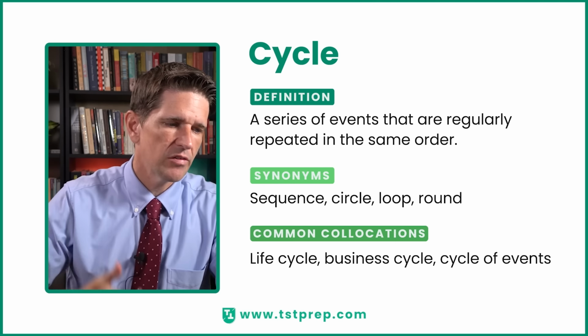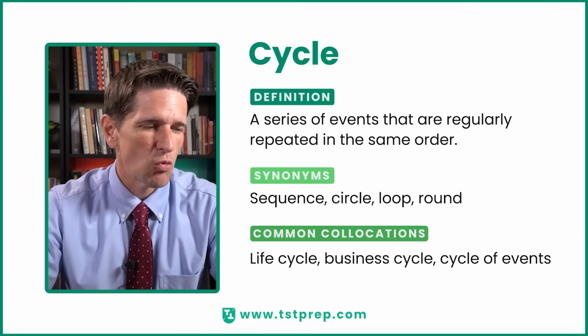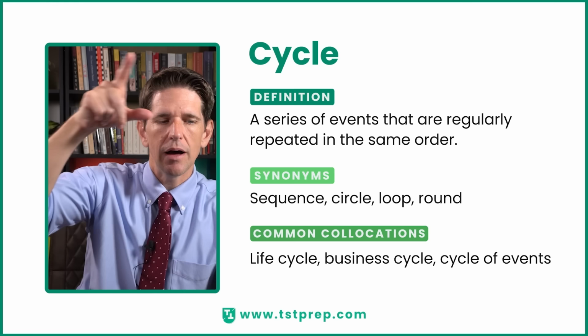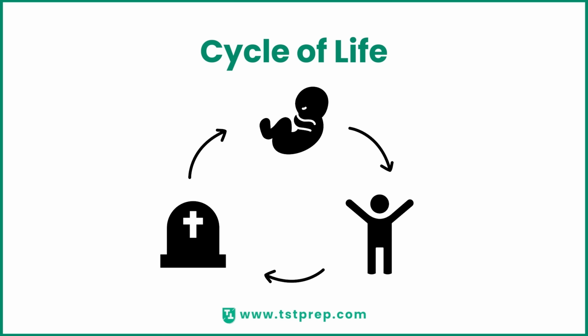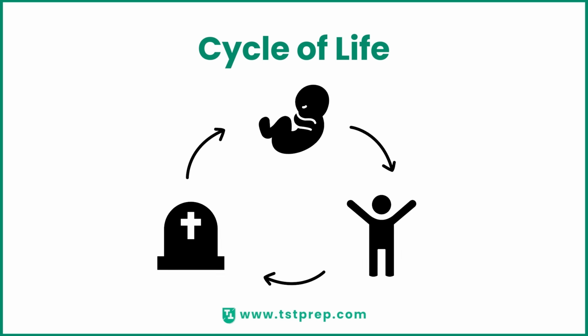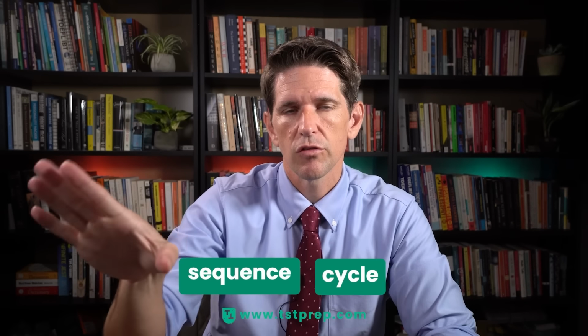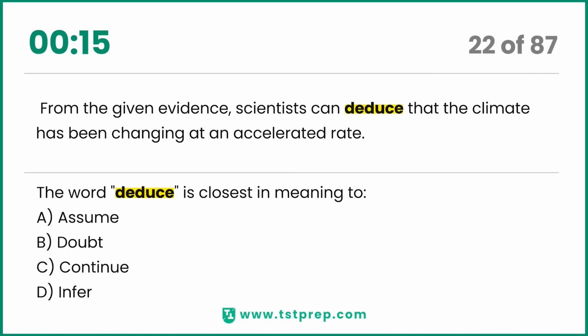So a cycle is a series of events that are regularly, there's another hard word, regularly repeated in the same order. You can think about it like a loop, a life cycle, a business cycle, a cycle of events. I always think of the circle of life. It's called circle, but you could think about it as cycle of life too. Birth, living, and death, that is the cycle. It goes in this order. So that's the sequence. I mean, sequence is, this is first, this is second, this is third. So that is the cycle. Next one.